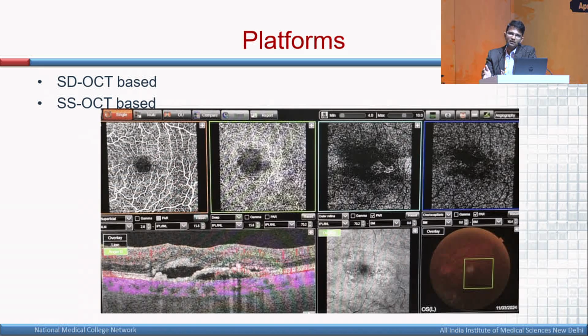So more A-scans are being acquired in a given time. So the resolution of the images, that's why it could be better. Or you can image a larger area in the same given time also.